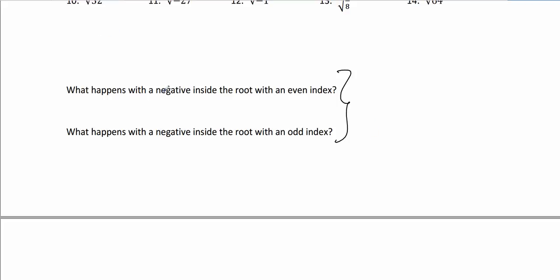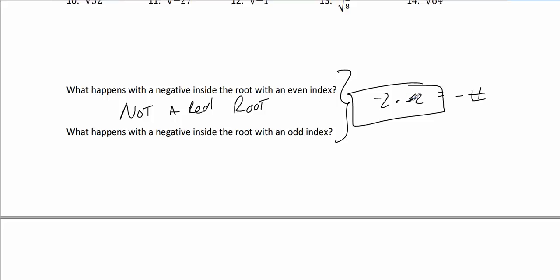What happens with a negative inside the root with an even index? This means we're not going to have a real root. So not a real root, right? I can't have a number multiplied by itself, so I can't do -2 times -2 times -2. There we go. And I can't get a negative number. It will never, ever give me a negative number.